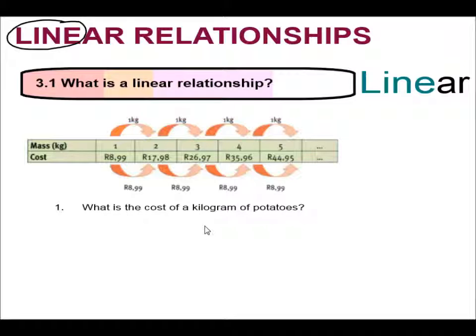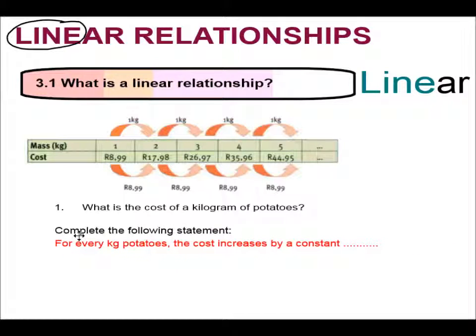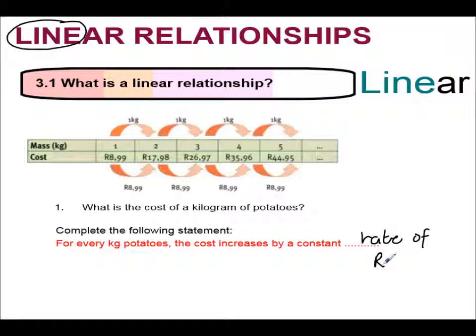What is the cost of a kilogram of potatoes? So 1 kilogram of potatoes will cost 8.99 Rand. Let's put that in words. For every kilogram of potatoes, the cost increases by a constant rate of 8.99 Rand.